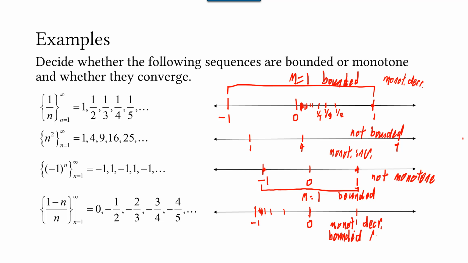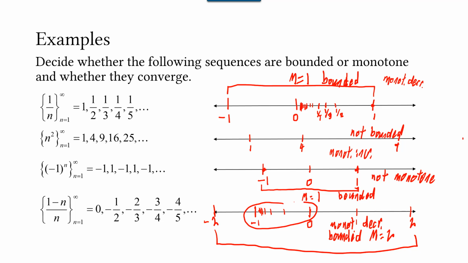We could use M equals 2 for this one. So that's bigger than we need, but if I draw in M equals 2 and minus M is negative 2, then we can see that all the terms in the sequence, which are all in here, fall between minus 2 and 2. So it's not the best bound, but it is a bound, and so it works just fine.